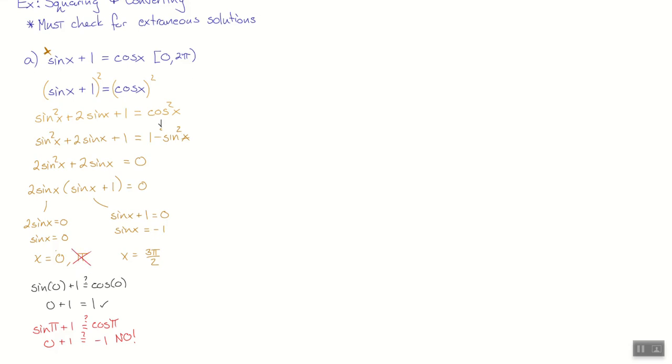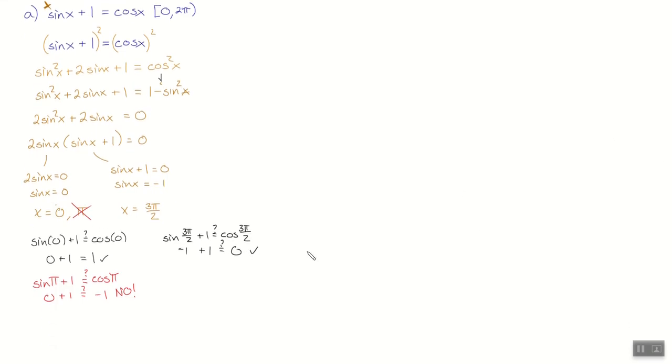It's extraneous. The last one, if we check sine of 3 pi halves plus 1, I need to check, is this equal to the cosine of 3 pi halves? And let's check. Well, sine here is -1, plus 1 is 0. And is that equal to the cosine of 3 pi halves, which is 0? It is. We're good. So we conclude then in this problem, there are only 2 solutions, even though we found 3. Our 2 solutions occur when x is equal to 0, or when x is equal to 3 pi halves.